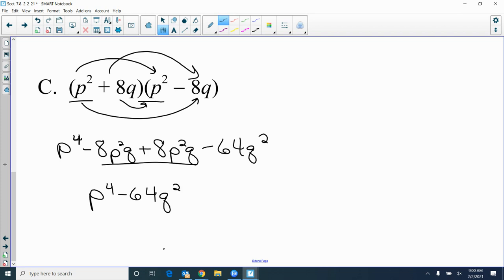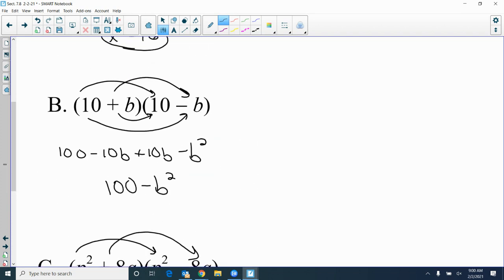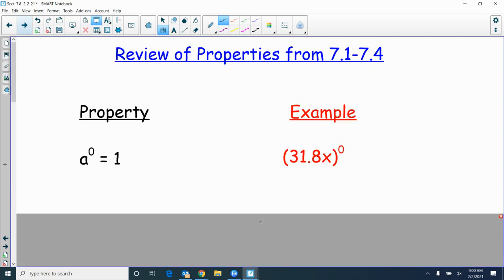Minus 64q squared. Okay, p to the fourth minus 64q squared. Is that anything new? We've done all that multiplying before, so it's either one's a quantity squared or one's a plus and one's a minus. All right, flip it over on the back.